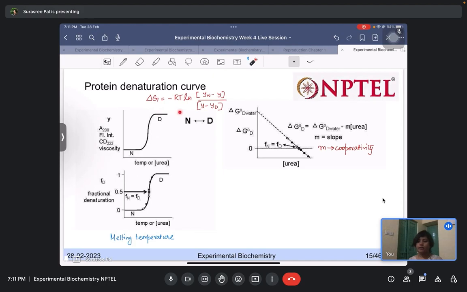So that is why we can see this kind of a graph with respect to increase in temperature and increase in concentration of urea. Also we can see a similar kind of a graph, right? So that is our denaturation curve, or the unfolding curve of the protein.